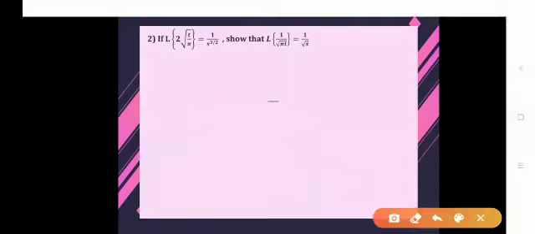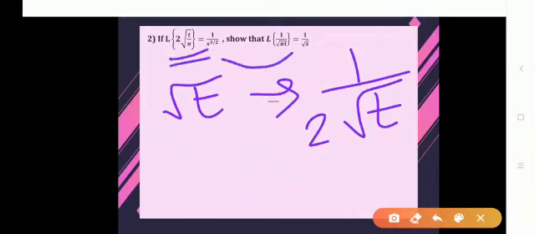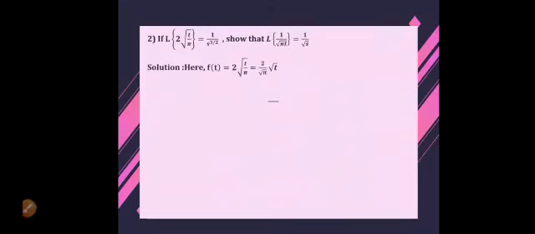Now see here. In this example there is no f of t or f dash of t given, but you should know that if the function is root t, then its derivative is 1 upon 2 root t. Therefore this is f of t and this is f dash of t. So here we have to apply the Laplace transform of derivative result. Okay, we will see the solution.